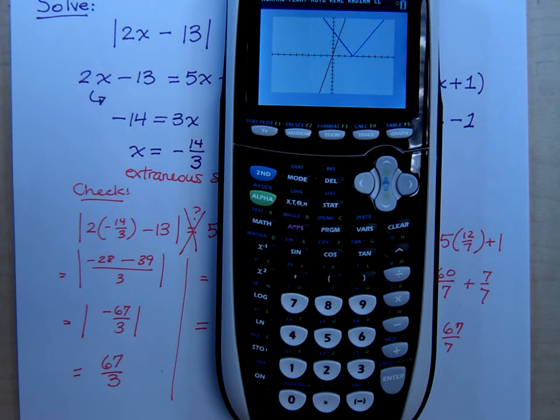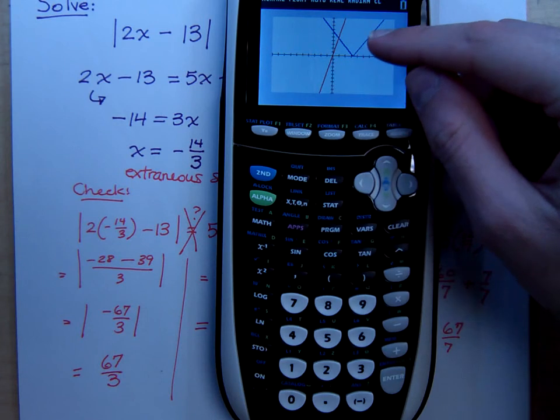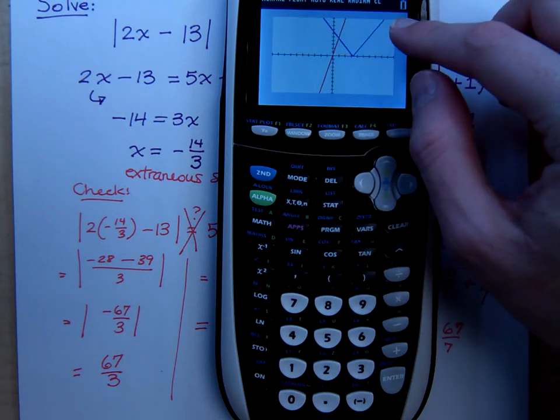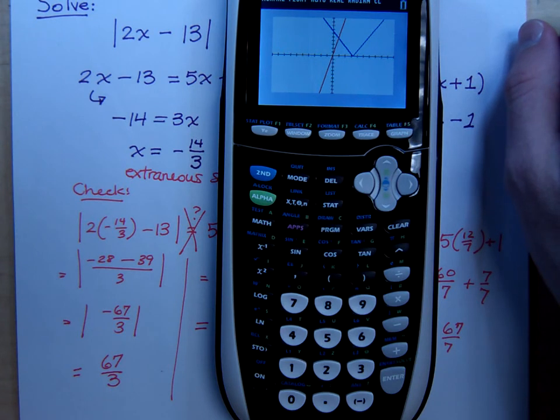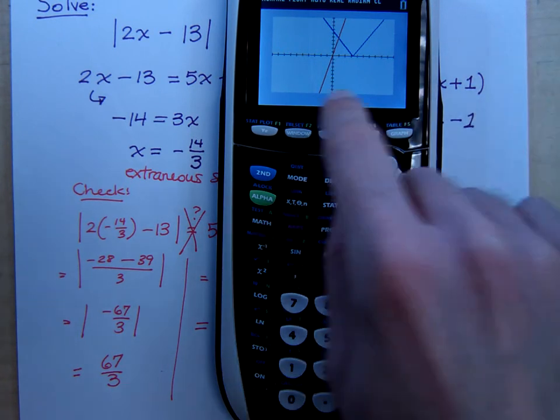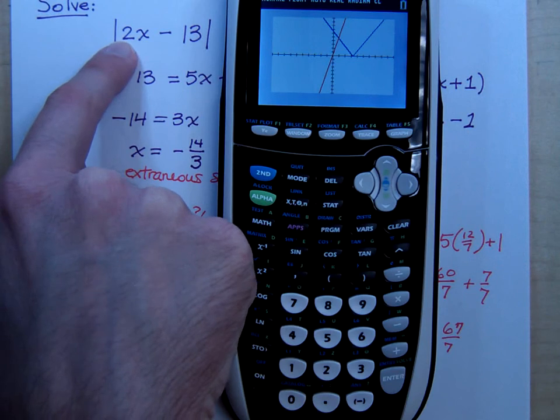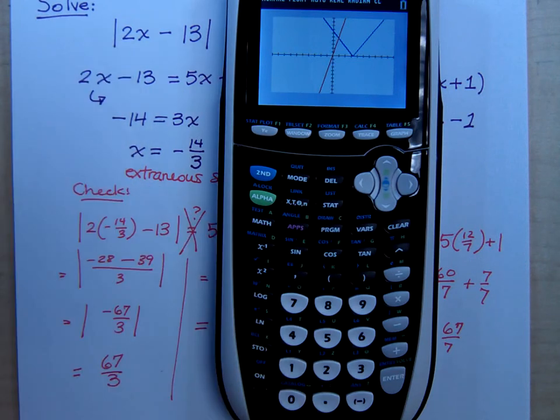Now it kind of makes sense that we would only have one intersection point, because look at the slope of this. This has a slope of 2 for the absolute value, but the slope of the line is 5x. So it was only going to hit that in one spot. If the slope had been less than the 2 that we have here, it might have been able to hit more than once.